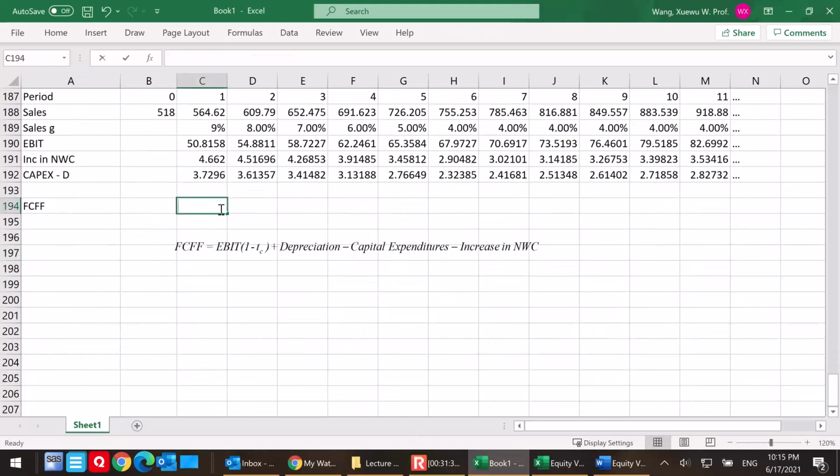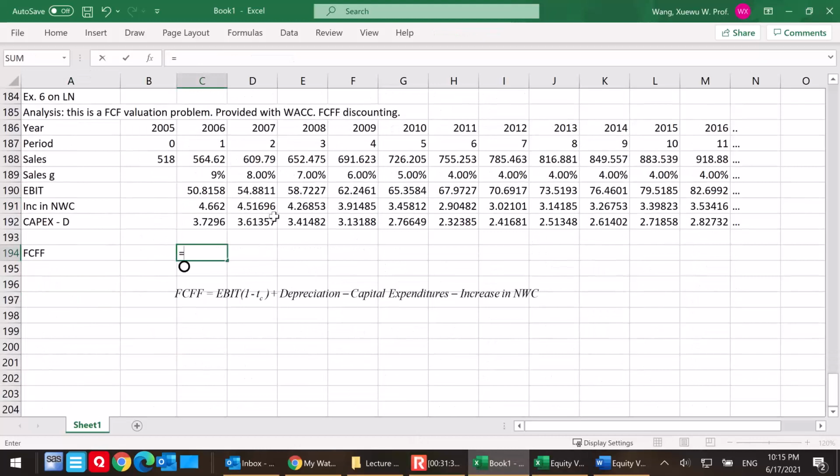I'm going to look at the free cash flow to the firm in 2006, going by the definition. That's EBIT multiplied by 1 minus the tax rate, which is 37%, plus depreciation. Well, we don't have depreciation, and we don't have capital expenditure by itself, but we do have the difference between the two. So I'm going to do minus capital expenditure plus depreciation, and then minus the increase in net working capital. I'm implementing the definition here. So the free cash flow to the firm in 2006 is $23.62 million.